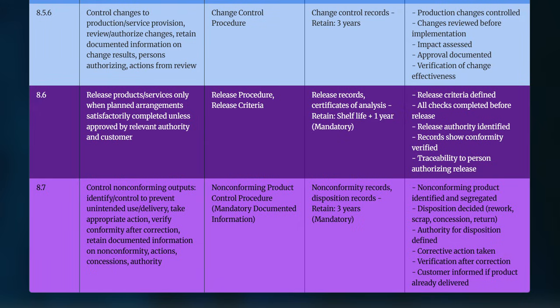Then we have clause 8.6. It requires you to ensure the release of products or services only when planned arrangements have been satisfactorily completed, unless approved by the relevant authority and customers. That means don't release without meeting the specifications unless it's authorized as safe by the customer or by the authority.